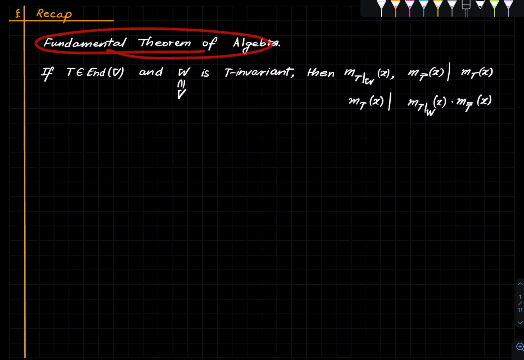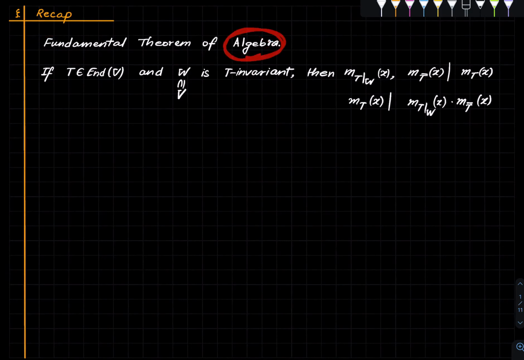So we need to know the fundamental theorem of algebra. It says that if we have a non-constant polynomial p(x) over the field of complex numbers, then it has a root. And as a corollary to this fact, one can show that p(x) can be written as the product of degree 1 polynomials.